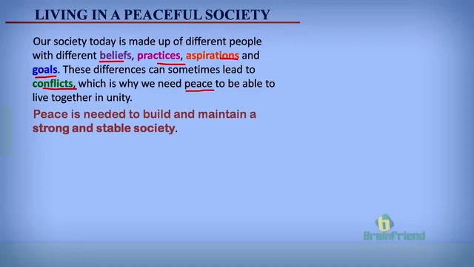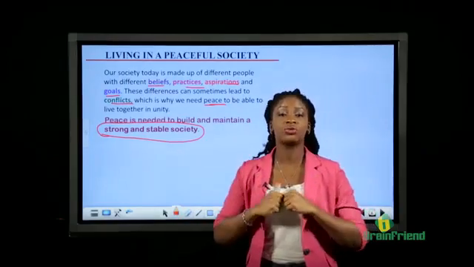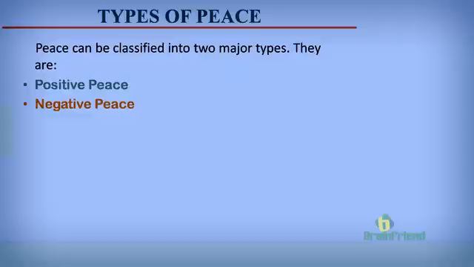Nigeria is a very large country, and you cannot separate one ethnic group from the other. We are one country despite these differences. So as much as we are different, we still need peace so that we can live in unity. Peace is needed to build and maintain a strong and stable society. For the society to be strong, for the society to be stable, for the society to develop, we need to live in peace. Now, we have two major types of peace.